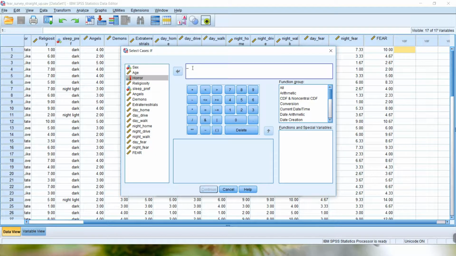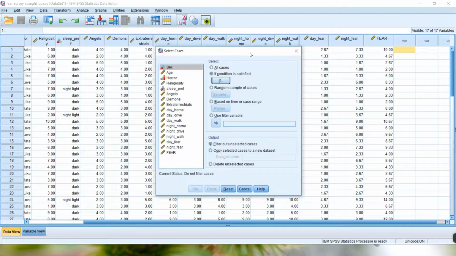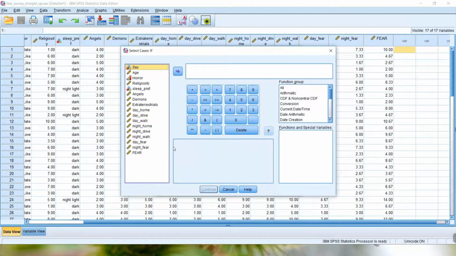Really doesn't like that. Let's do this one more time. The big if. Okay. So we're going to take horror, we're going to move it over, and then we're going to say equals, and this time I'm going to make sure my numlock is on, equals 1. Now, we have to remember how we coded the horror movie factor.